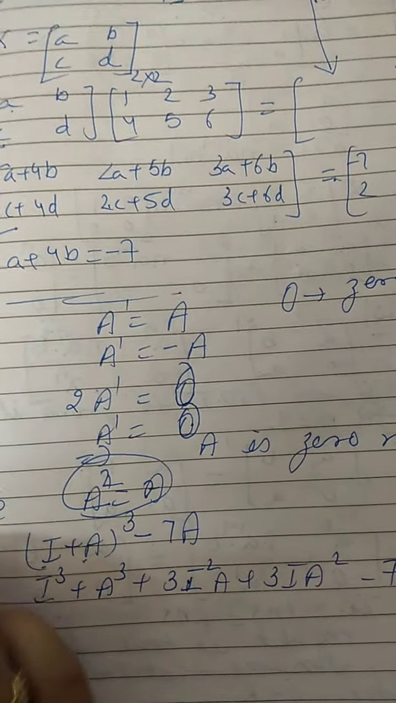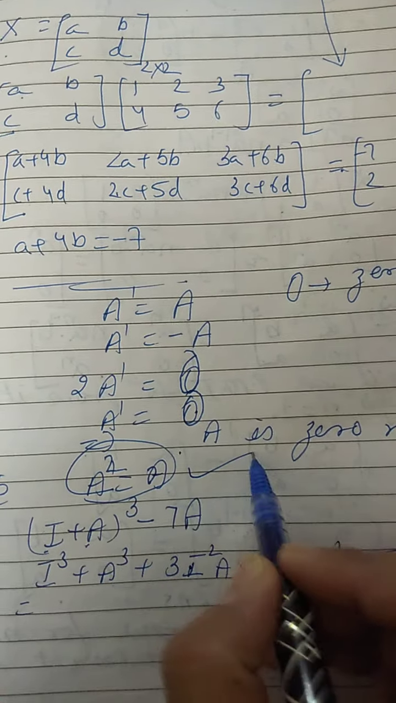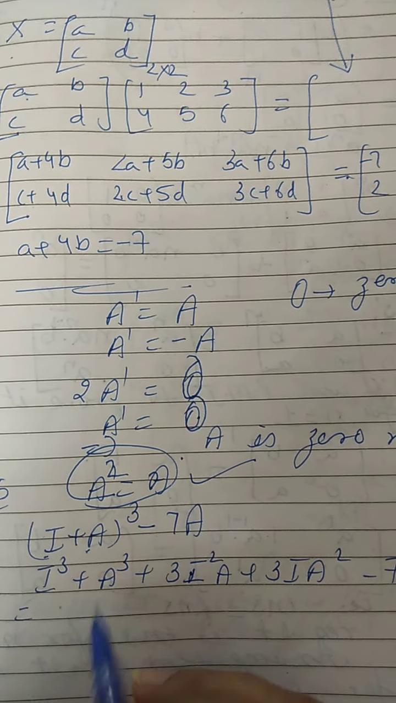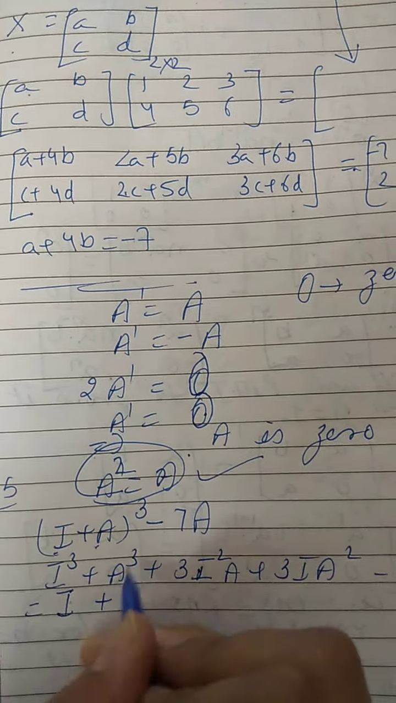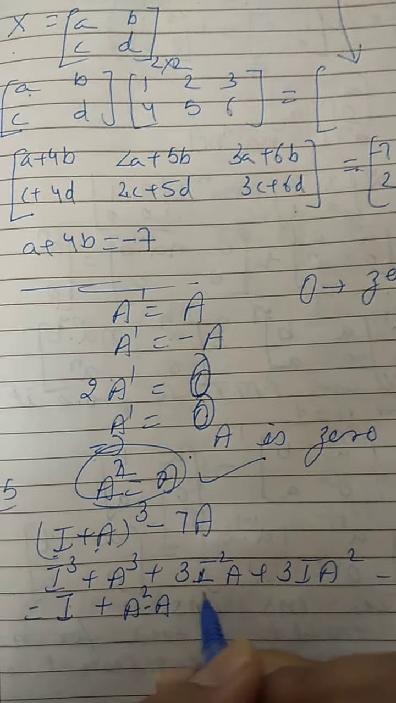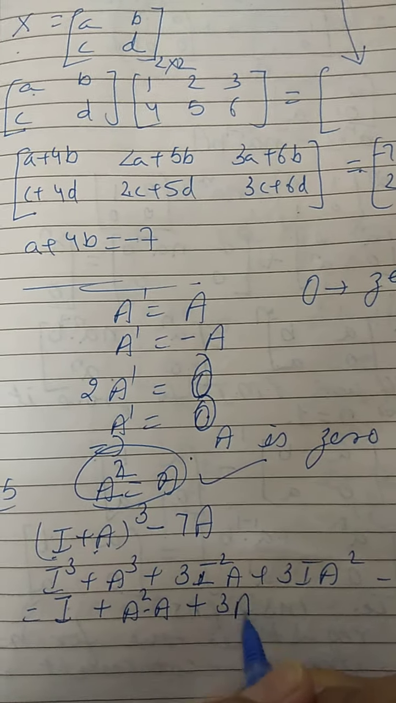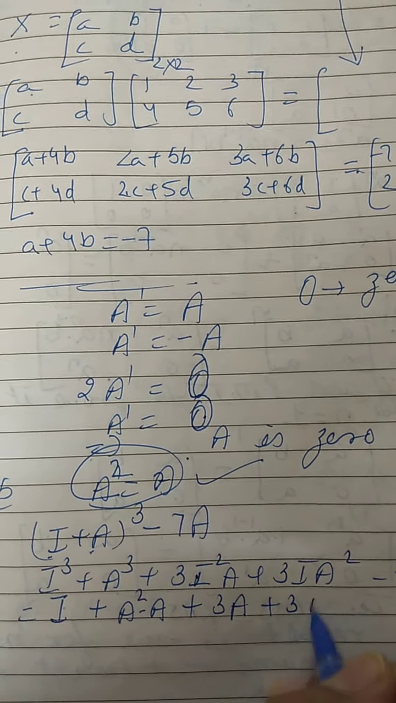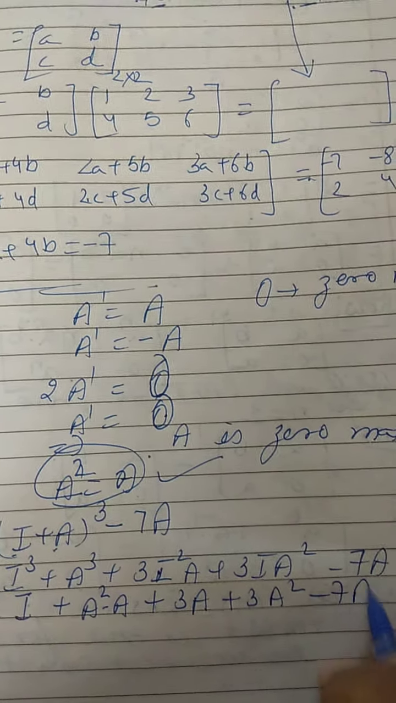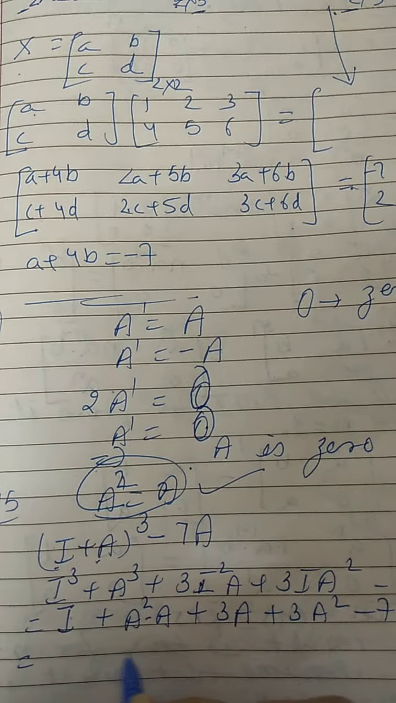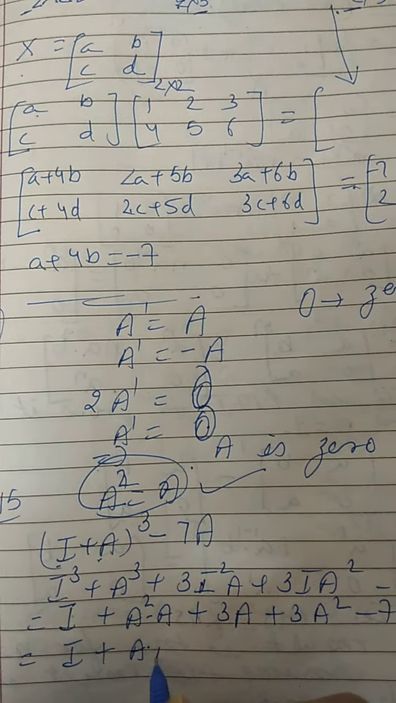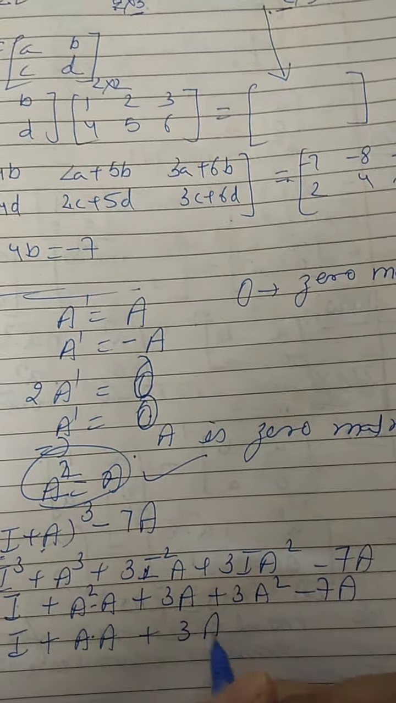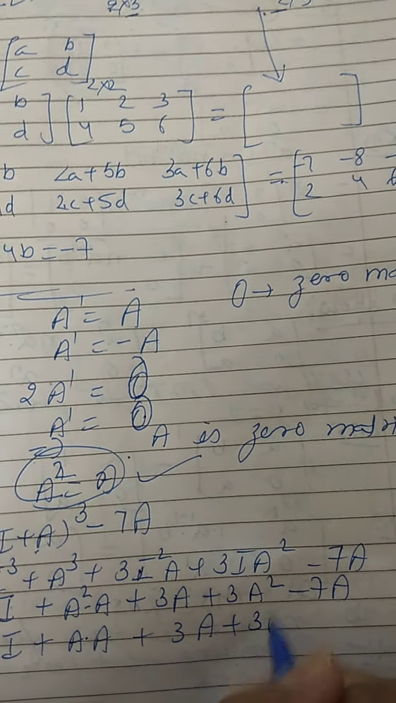Now wherever A square is there, we will use this A, and A cube also can be written as A square into A, right? This I cube will remain I, A cube can be written as A square into A, and this will become A only, 3I square A will become 3A only, and here I will get 3A square minus 7A. Okay, I will remain I only. A square, the value of A square is A, this A will remain as such. 3A, the value of A square is A minus 7A.